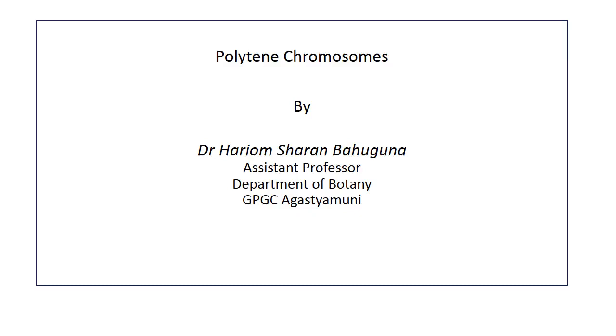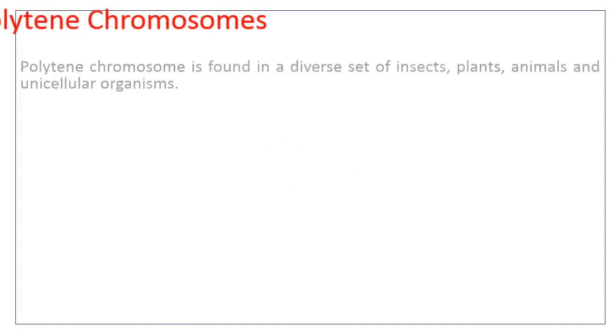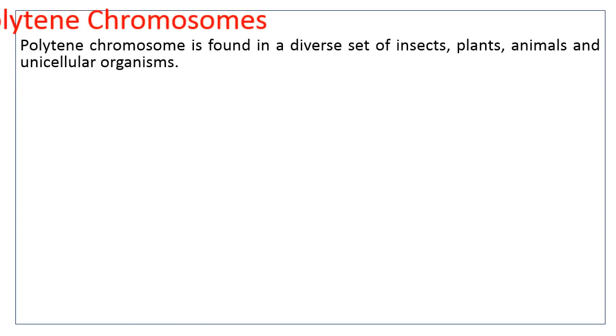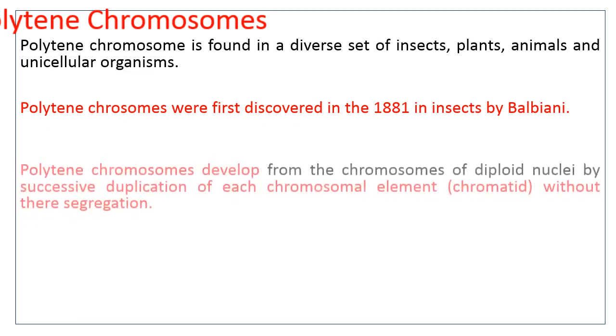Dear students, today our topic of discussion is polytene chromosome. Polytene chromosomes, along with the lampbrush chromosomes, are the largest types of chromosomes. Polytene chromosomes are found in a diverse set of insects, plants, animals and unicellular organisms. They were first discovered in 1881 in insects by Balbiani.